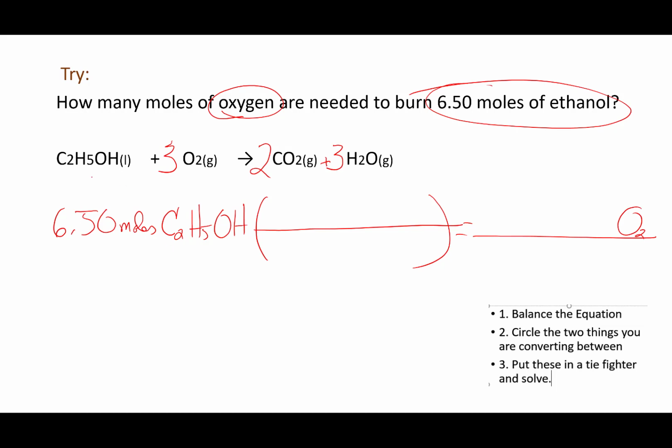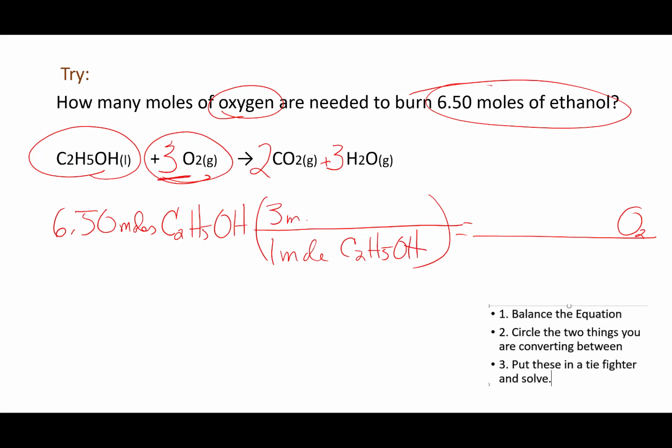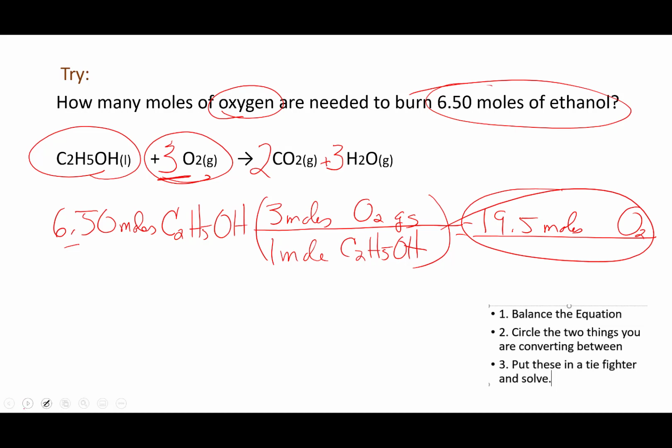So I want to get rid of ethanol, keep oxygen. For each 1 mole of ethanol, C2H5OH, I'm going to use 3 moles of O2 gas. 3 times 6.5 is going to be 19.5 moles of O2. Not bad, huh? All right, you can handle these.